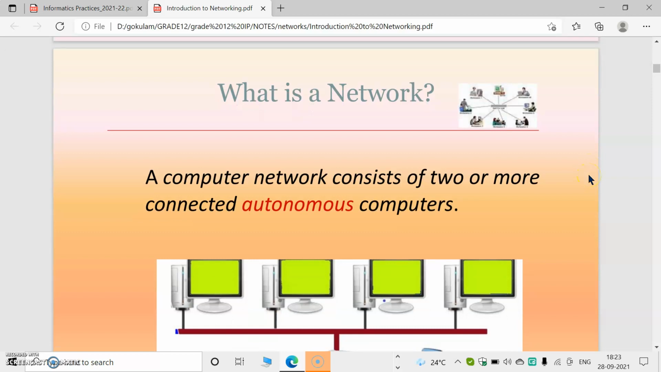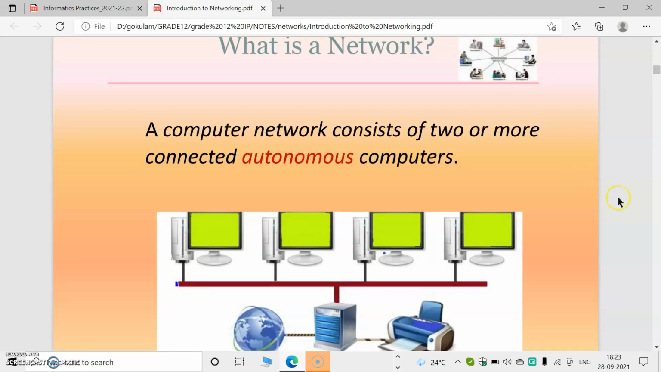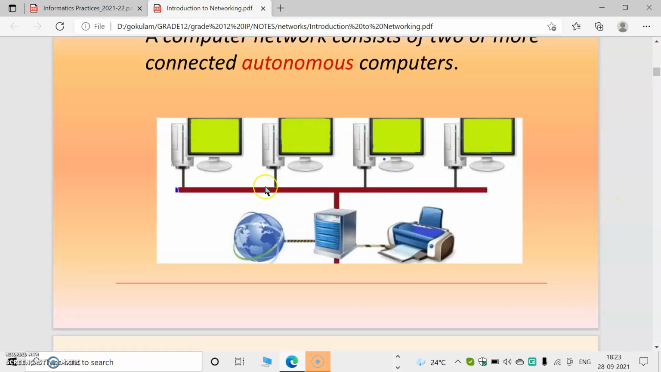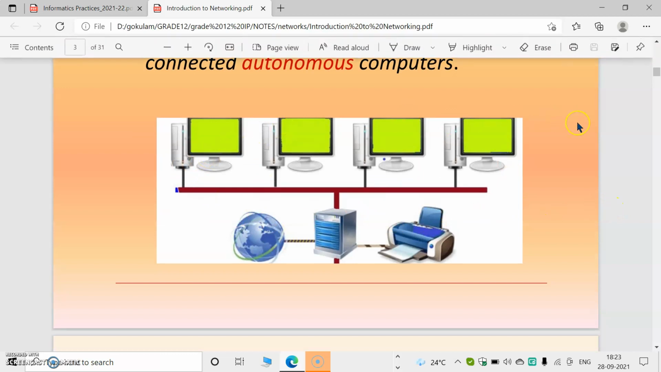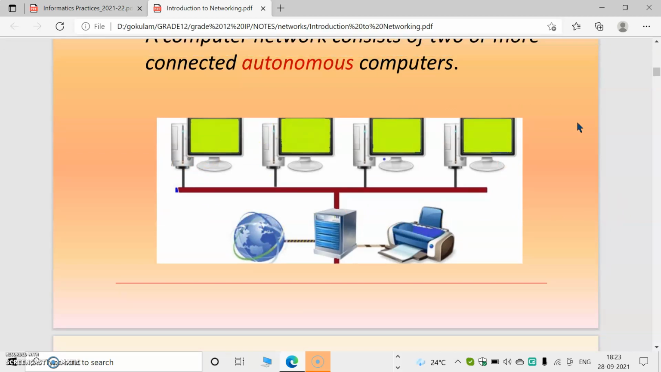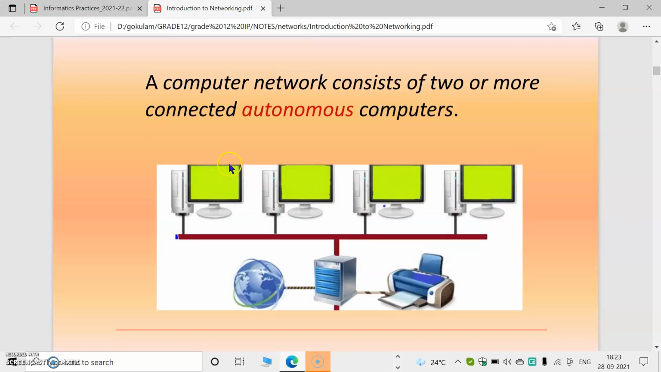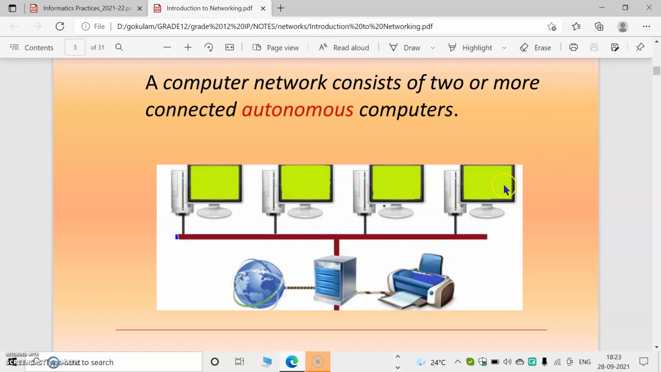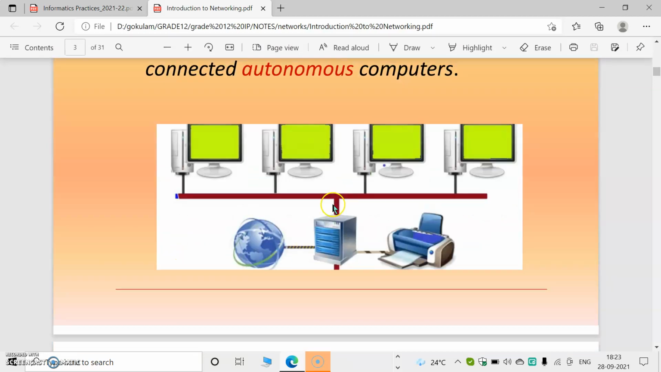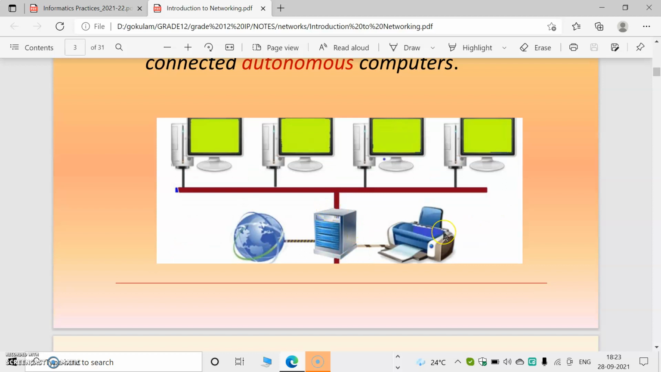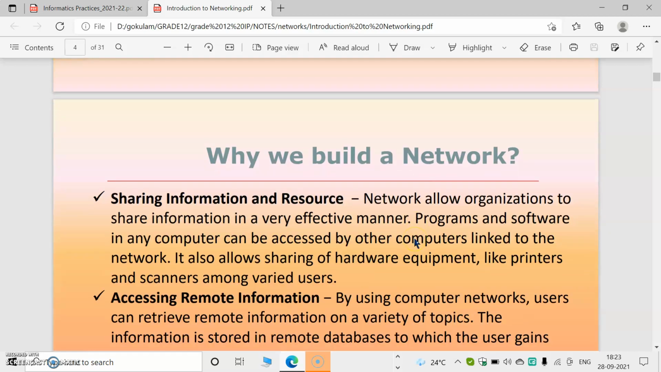So, what is a network? A computer network consists of two or more connected autonomous computers. So, two or more computers are connected to form a computer network. This is a figure. In this, there are four computers which are connected. The same printer is shared by them. Then we can share this sign for internet. We can share data on the internet.